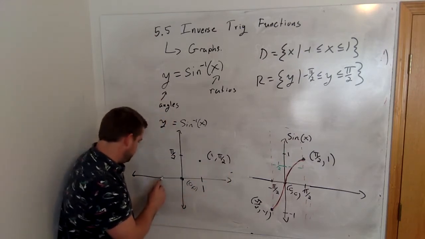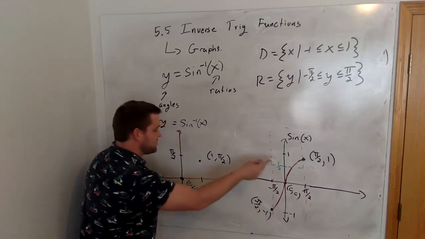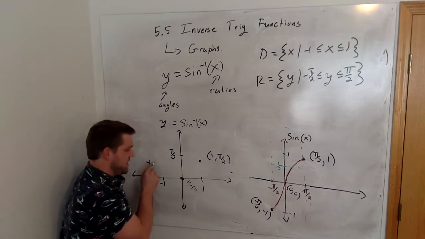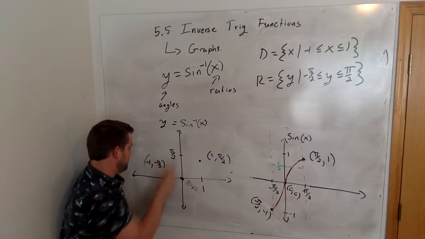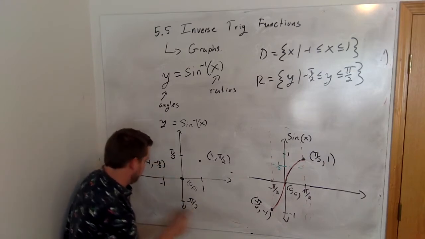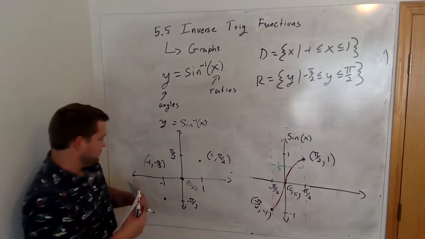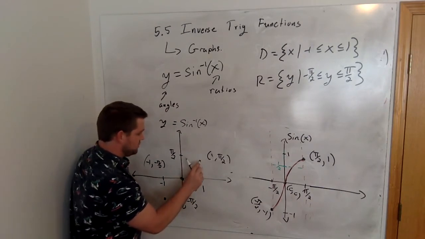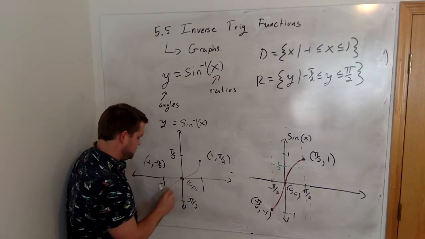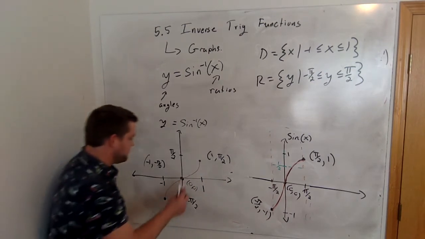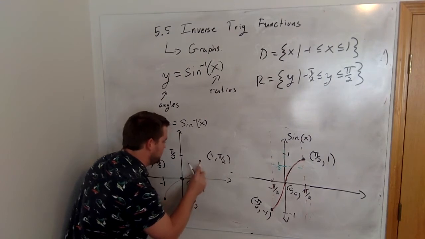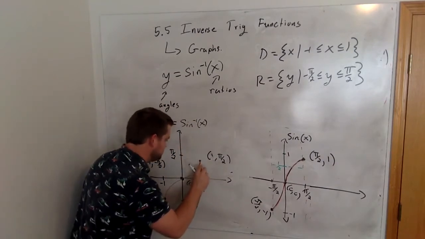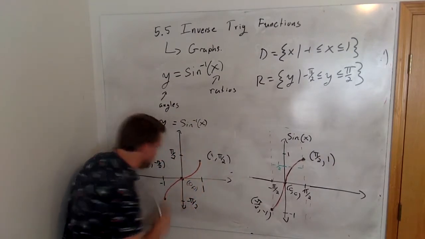And since negative pi over 2 and negative 1 is on sine, then negative 1 and negative pi over 2 is on sine inverse. So here's negative pi over 2. To see what sine inverse looks like, think about reflecting this graph over the line y equals x. It's going to look something like this. This is what the graph of sine inverse looks like. It has a restriction. Maybe I'll get a better red marker. This is what it looks like.